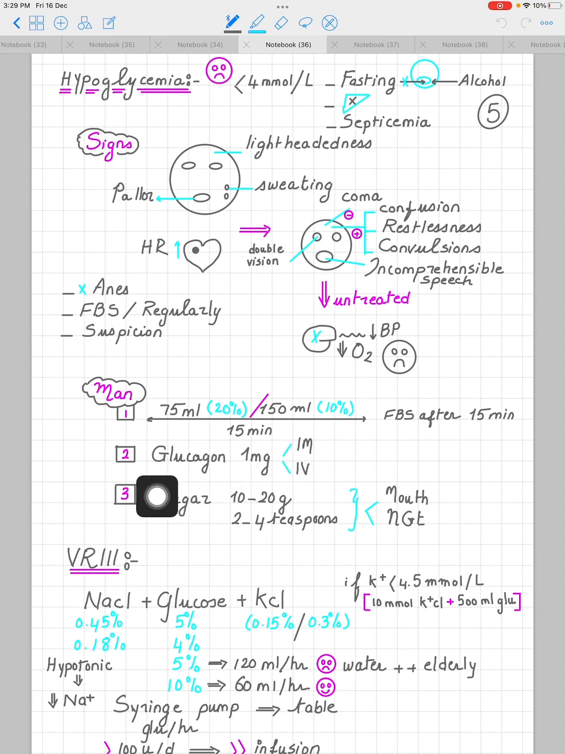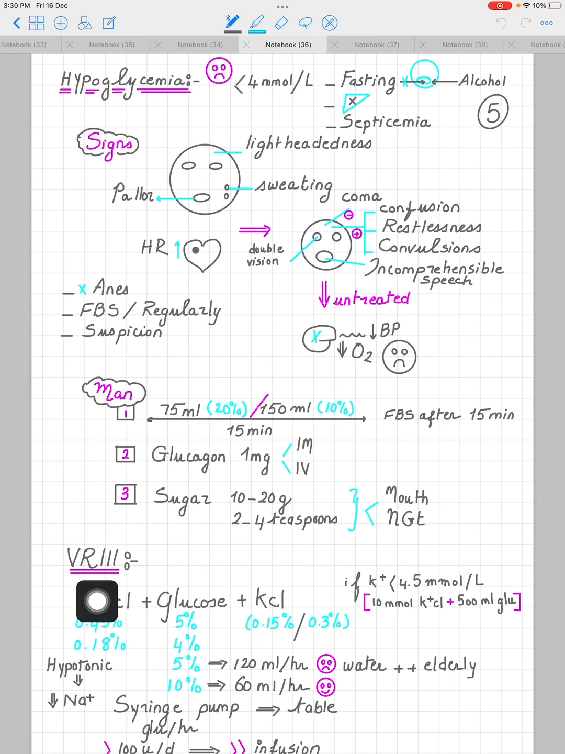Alternatively, we can give 1 milligram glucagon IM or IV, or 10 to 20 grams, or 2 to 4 teaspoons of sugar by mouth, or via nasogastric tube as an alternative.